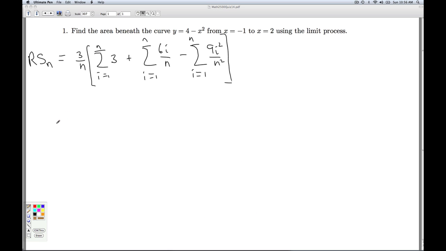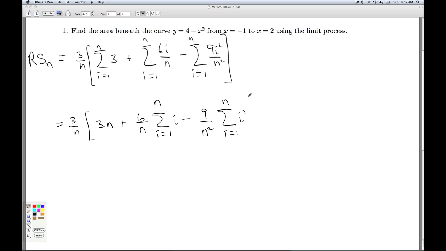So continuing here, we have 3 over n times. We can evaluate this sum because this sum means we're adding 3 to itself n times. So that's 3n plus. For these last two sums, I'm going to factor out everything except the i's. So it's going to be a 6 over n times the sum i equals 1 to n of i minus 9 over n squared times the summation i goes from 1 to n of i squared.